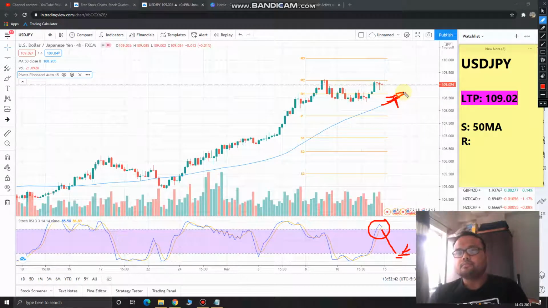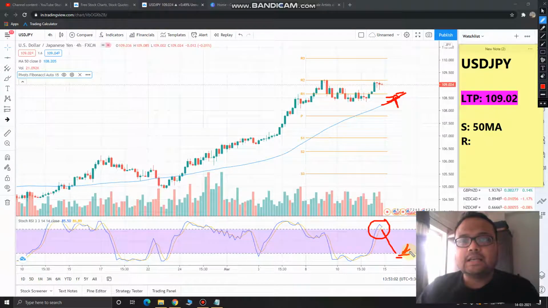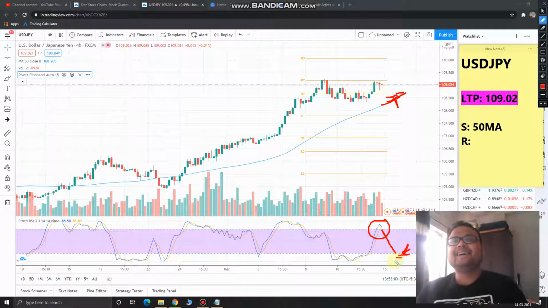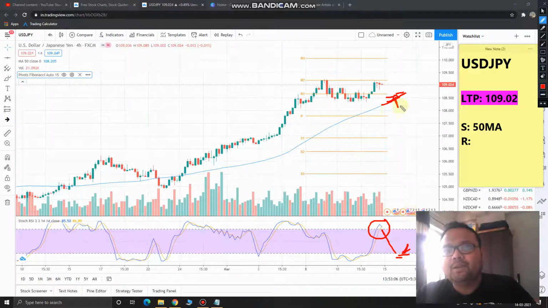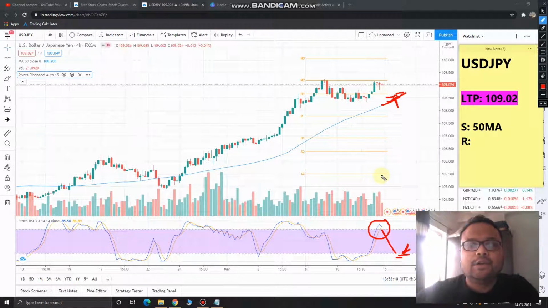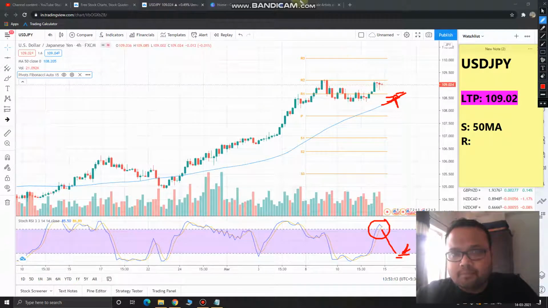So let the market cool off, then just see the position of the price. If it is taking support at the 50 moving average, and when stochastic RSI is ready to go up again, just close your eyes and click on the buy button. And your stop loss will be below the 50 moving average. So this is your first strategy that you can follow for USD Japanese yen on Monday.